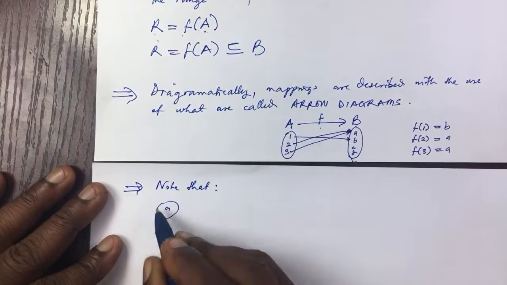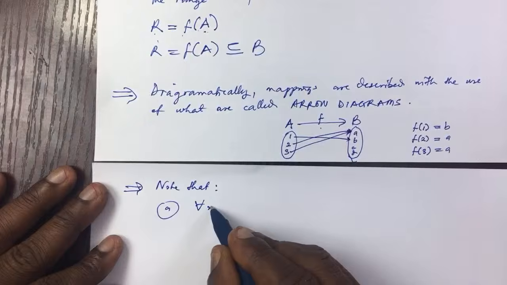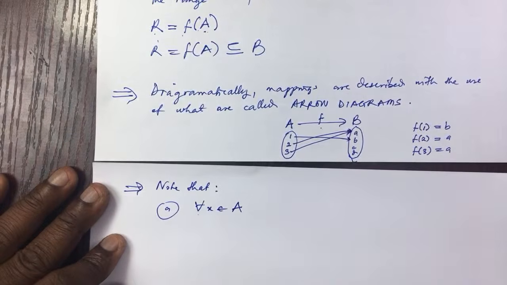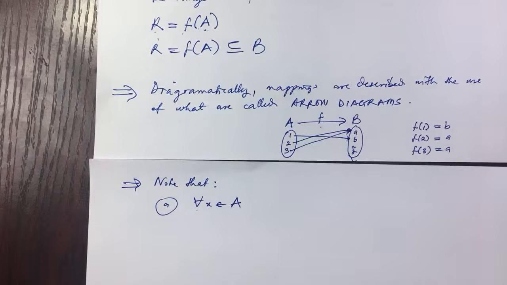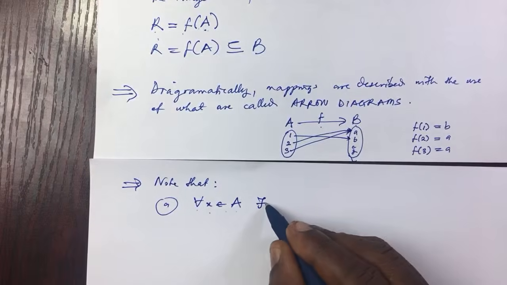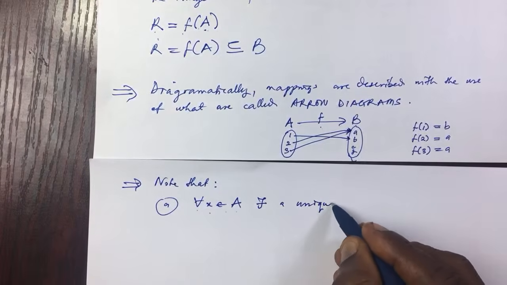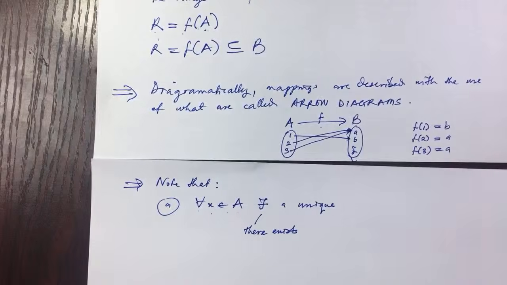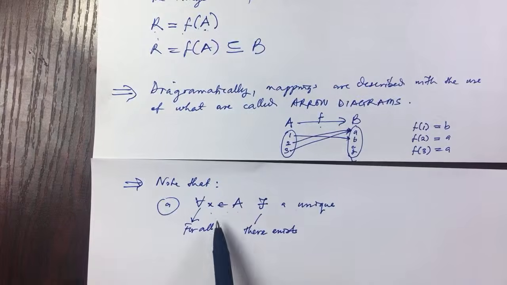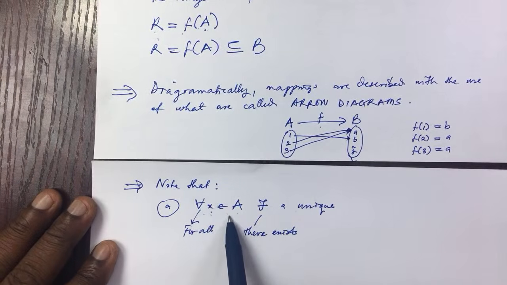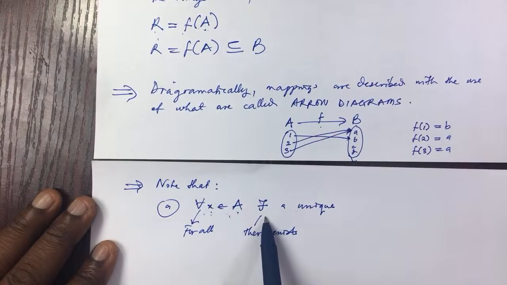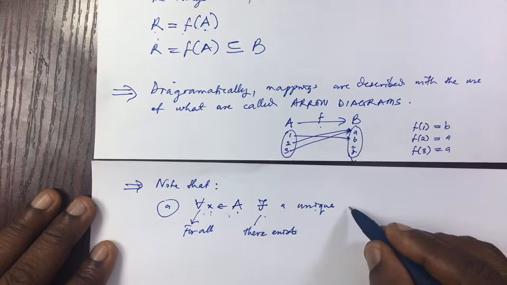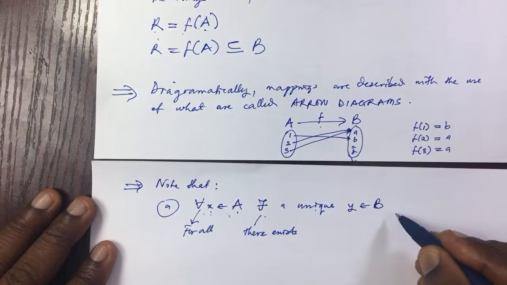Note that, number 1, for all x that are members of A, this is read as "for all x." For all elements x that are members of A, there exists a unique element. This symbol represents "there exists"; it is called an existence symbol. And this symbol is read as "for all." So for all elements, small letter x, that are members of the domain A, there exists a unique element y that is a member of B.